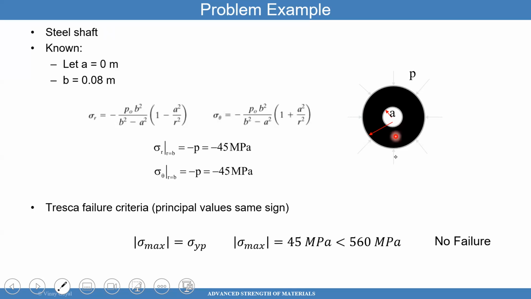I'll then examine the steel shaft, the one that's wrapped by the brass. Here the inner radius is 0 because it's a solid cylinder. So A is 0 there, no worries. If A is 0, then B cancels out. And so the stress becomes: sigma R is minus P, and sigma theta is minus P. I know that the interface pressure is 45, so therefore the pressure is 45. And when you apply the criterion here, you see quickly that no failure occurs because sigma max is 45 and it's less than 560. So no concerns there. Pretty straightforward.